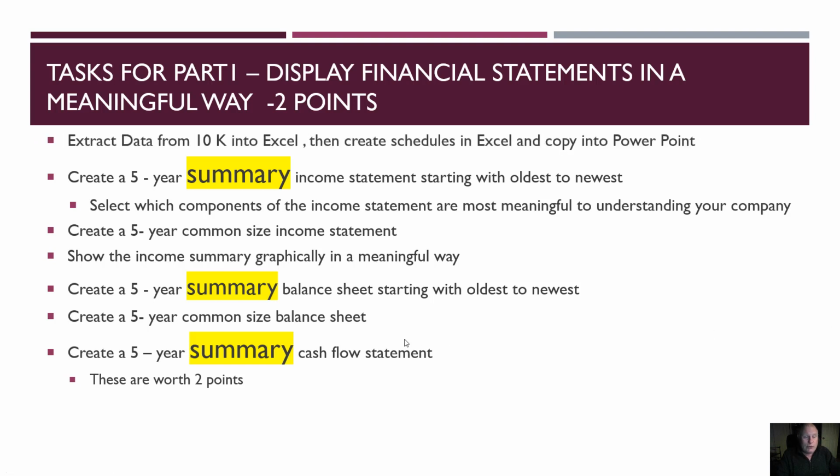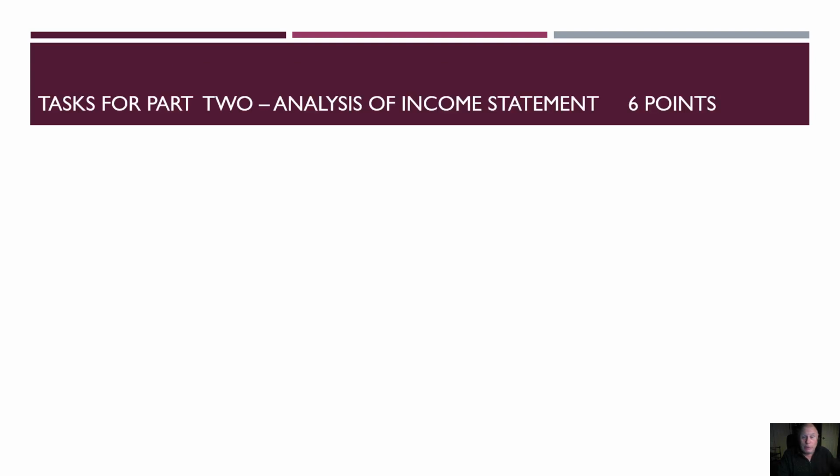Okay, so extract, summary income statement, select which ones are meaningful, common size income statement, show it graphically, summary balance sheet, common size balance sheet, then summary cash flow. That is the first part. It's worth only 2 points, but you got to get it right to keep going.